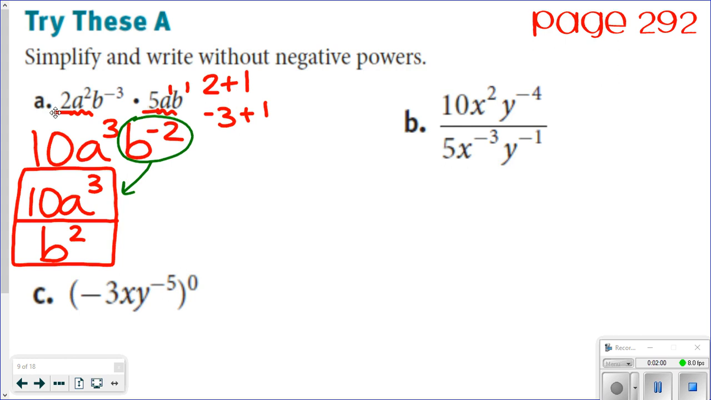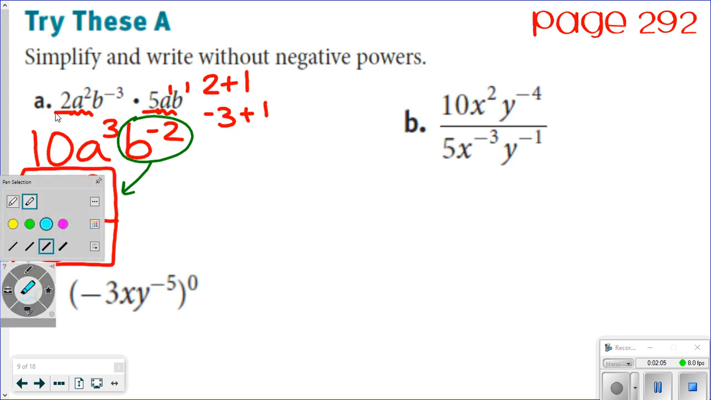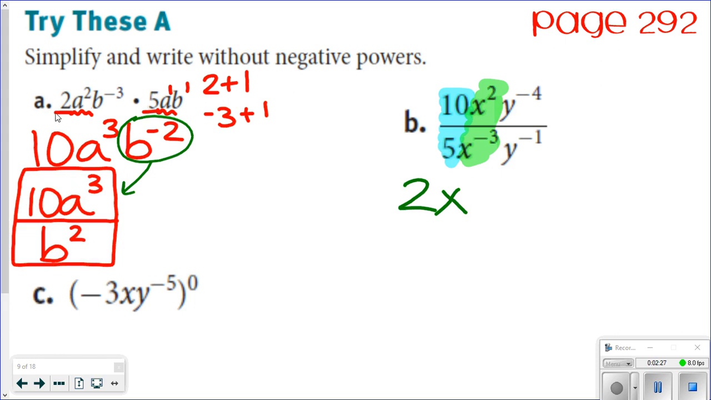So letter B, we're going to divide my coefficients, the big numbers out in front. So 10 divided by 5 is 2. Then my next base is the x's. So what we want to do here is subtract the exponents because it's a division problem. So we have 2 minus a negative 3. 2 negatives make a positive. So it's 2 plus 3, which is 5.